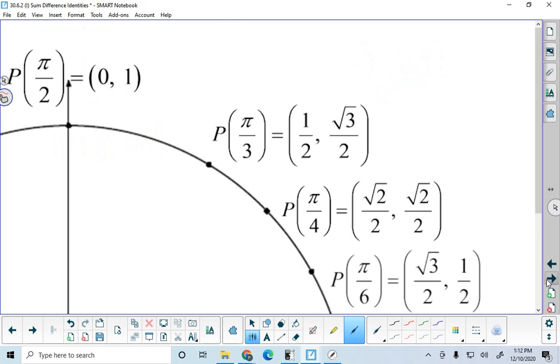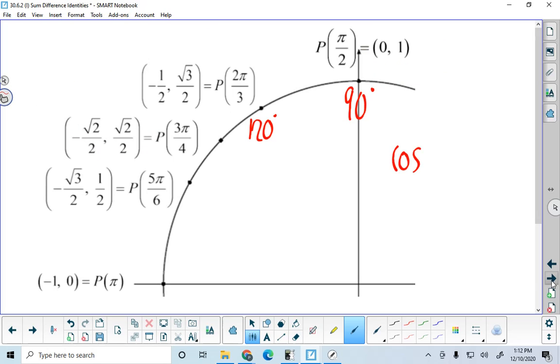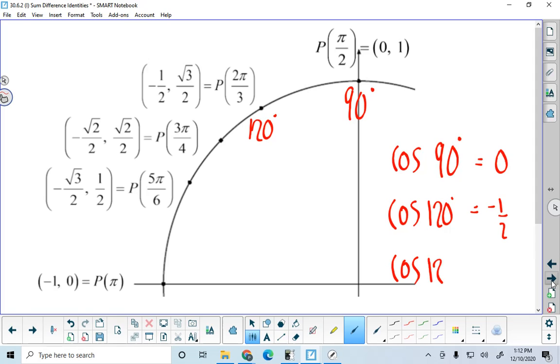If I said to you, what is the cosine of 90 degrees? You know that. You know the exact value. If I say what is the cosine of 120 degrees, you know that. If I say what is the cosine of 135 degrees, you know that. Because 90, 120, 135, 150, 180, those are all on the unit circle. But, darn it, 105 degrees is not on the unit circle.